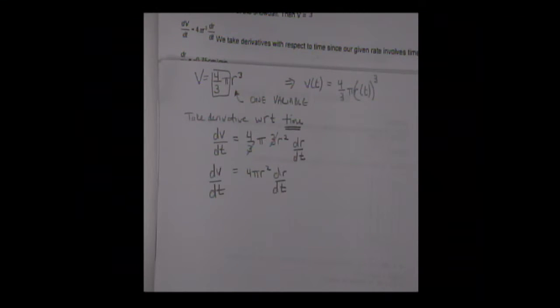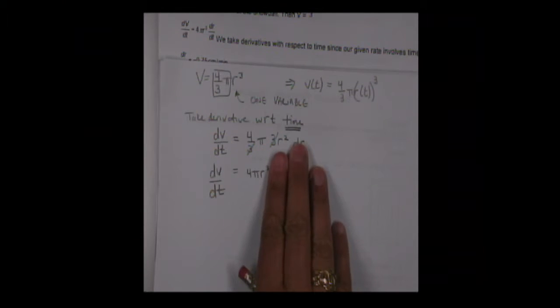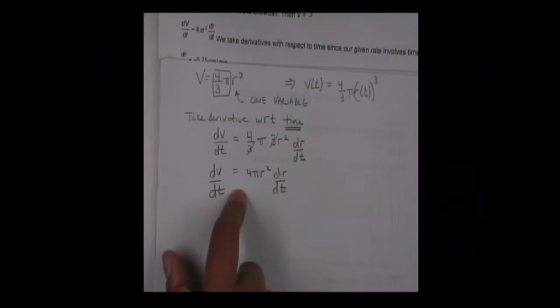Ta-da. Now, I'm going to stop here a second, and I just want to make a little comment. When I realized this, and I actually learned this or realized it in Calc 1 myself, this right here is the formula for the volume of a sphere. When I take the derivative of the volume of a sphere, ignore the dr dt for the moment, that actually gives me the surface area of the sphere. The derivative of the volume formula gives me the surface area.